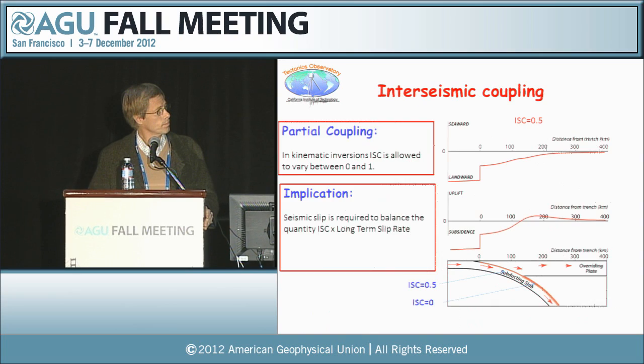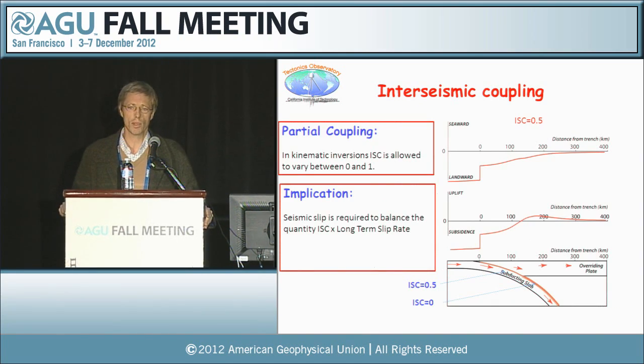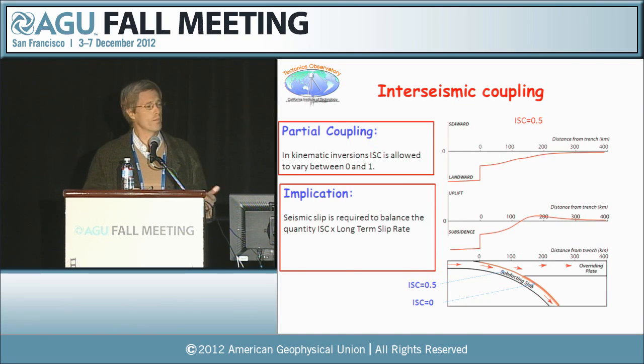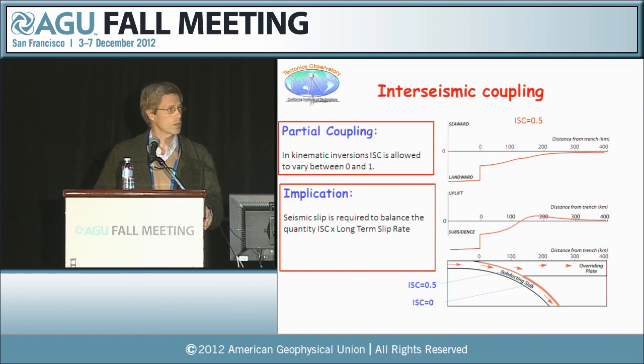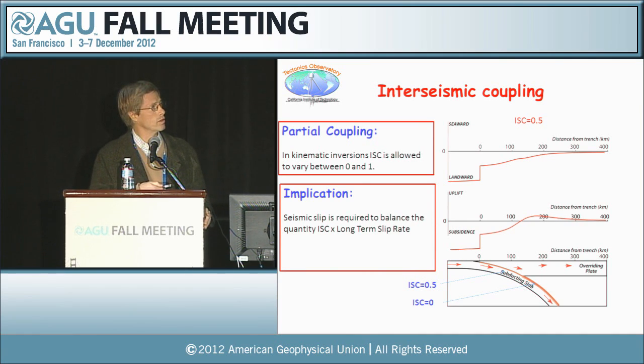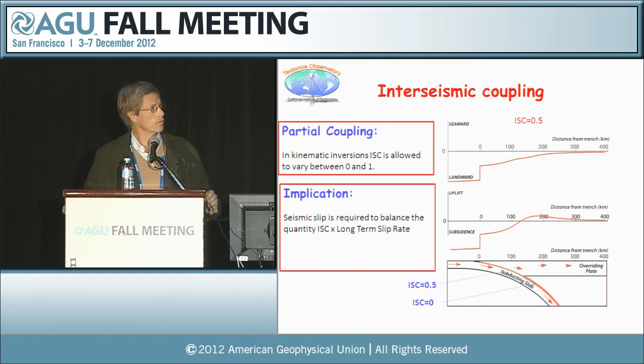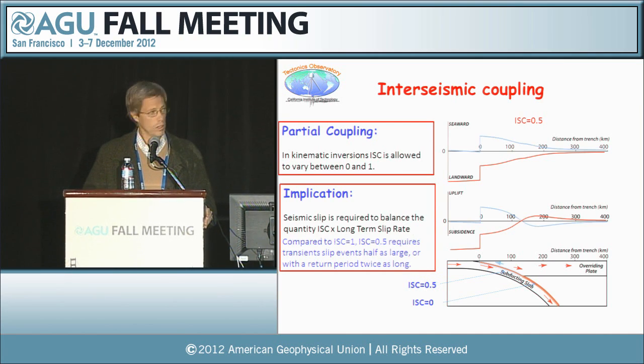Now in practice, when we invert geodetic data, we don't force the interseismic coupling to be 0 and 1, we leave it free. And so we can end up with a value which is anything between 0 and 1. So for example, if the interseismic coupling is 0.5, then this is the pattern that you would expect across the subduction zone. And in that case, of course, you need fewer earthquakes or smaller earthquakes to balance the interseismic strain.